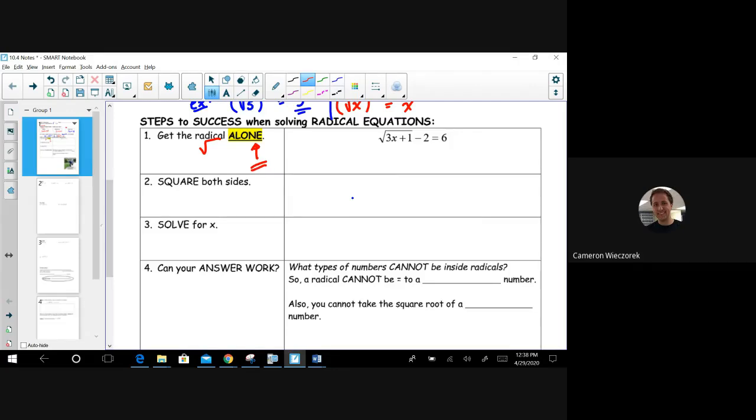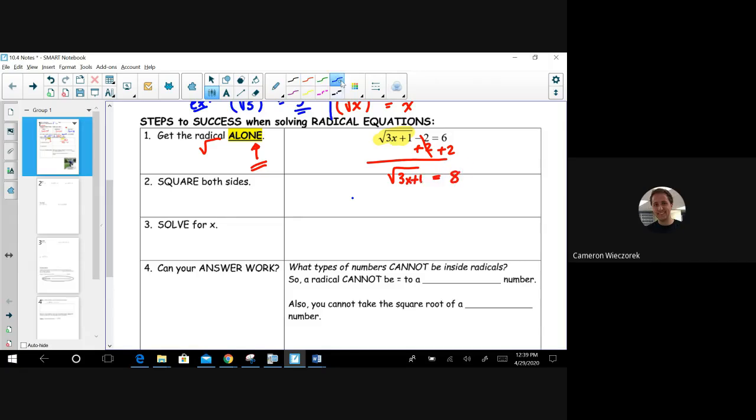The one I have here is rad 3x plus 1. Notice the minus 2 is outside the rad, and the whole equation is set equal to 6. My job right now is to get this radical all by itself. So I'm going to have to add 2 to both sides in order to get rid of the minus 2. So now I've got rad 3x plus 1 equals 8.